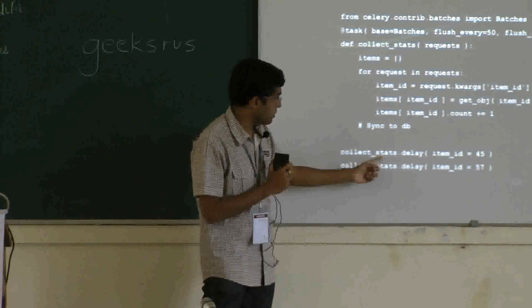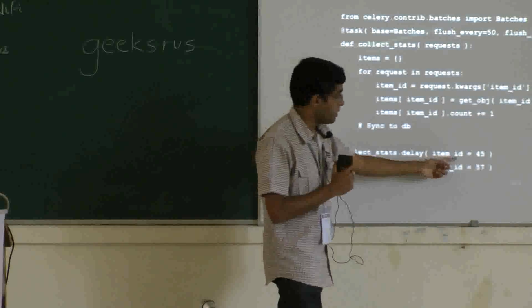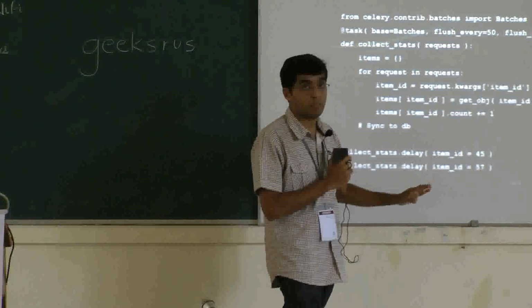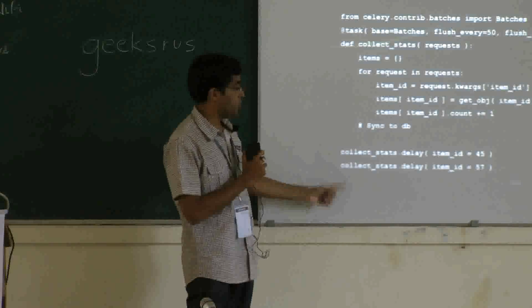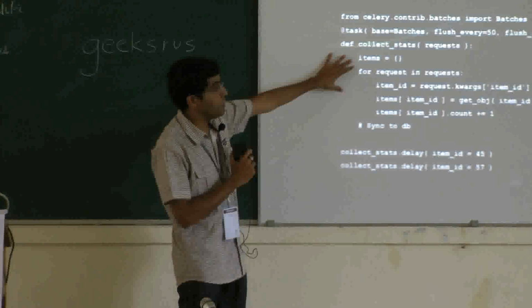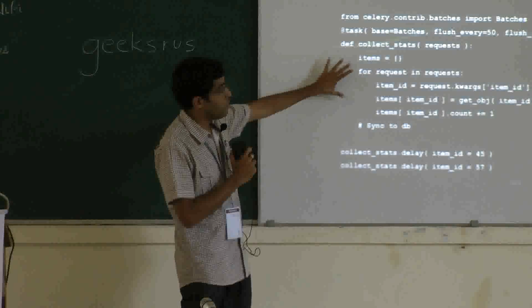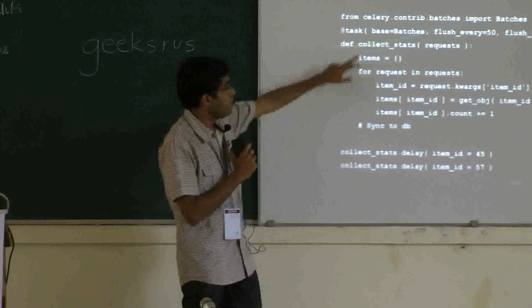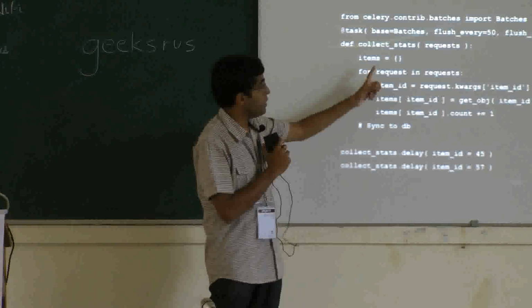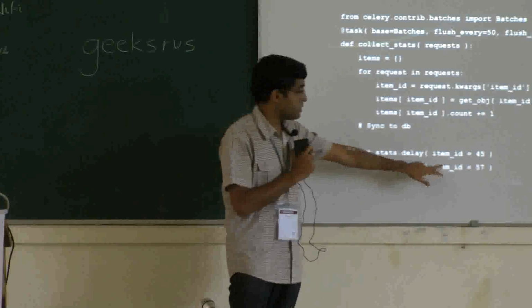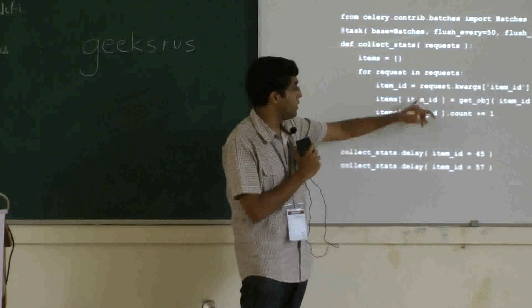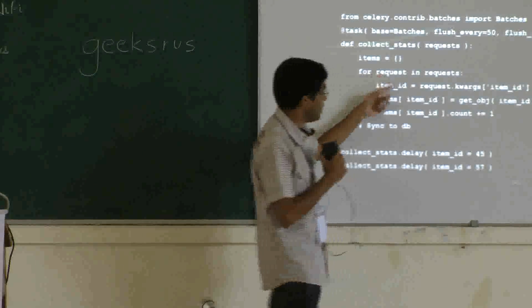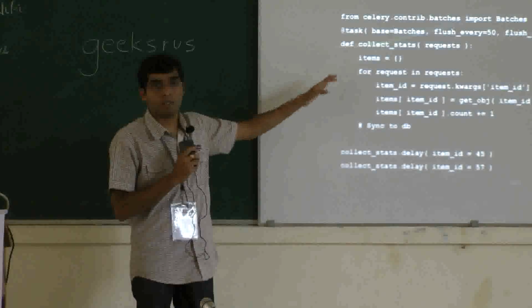So say for example, we are just implementing a counter for item ID equal to 45 or item ID equal to 57, etc. Once this starts up, Celery in this case will wait for 10 seconds, or it will wait for 50 such calls to happen. And once that is done, this will get invoked, and you can iterate through each of the requests. So this parameter passed as a keyword argument will be available for each user request. So you can go ahead and run your code here and update your counter and things like that.